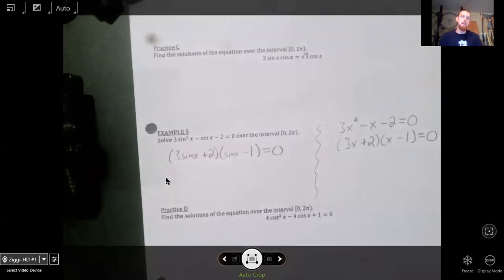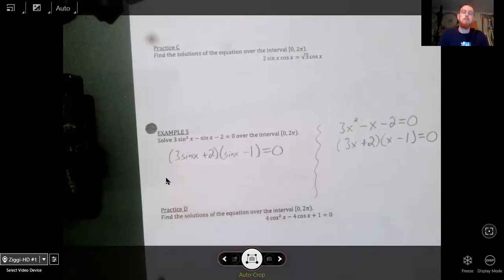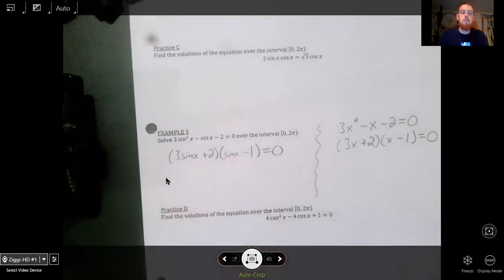And I'm going to leave it there for you. Try to solve out this equation. Set it up just like we solved the previous example, example 3. Take both of these equations, set them equal to 0. You should be in good shape there.